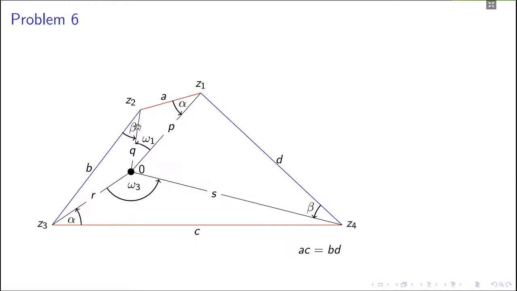This is P. Let's call this one Q. This is R. This is S. So we have all the sides labeled, all the lengths labeled, all the angles labeled. And what we have to show is that omega 1 plus omega 3 is pi.